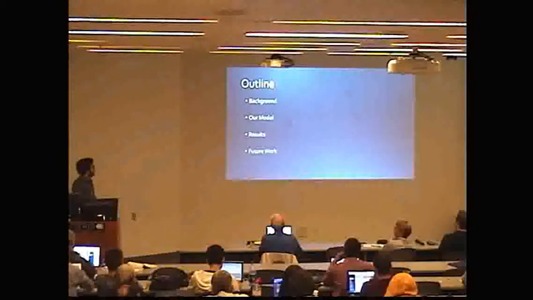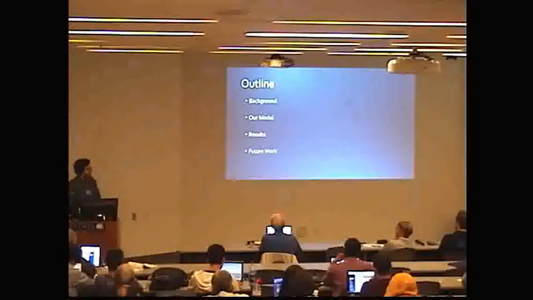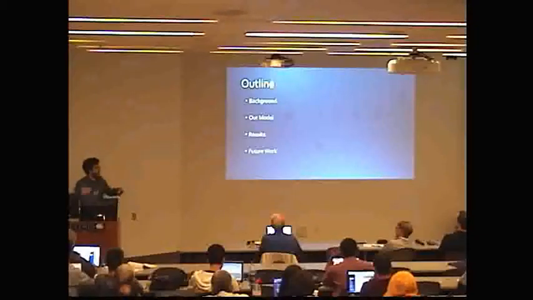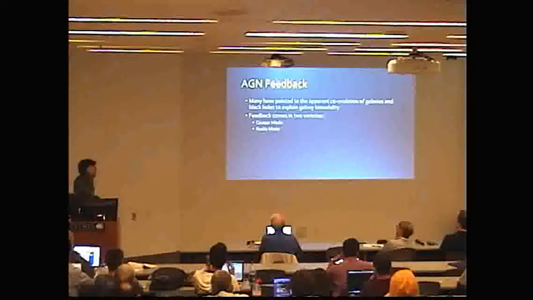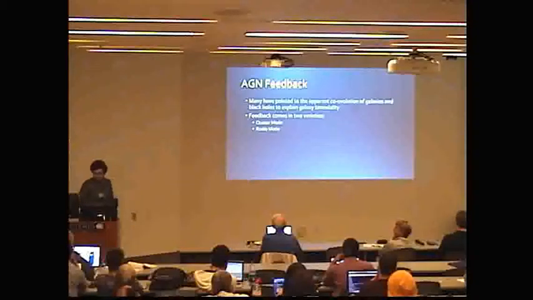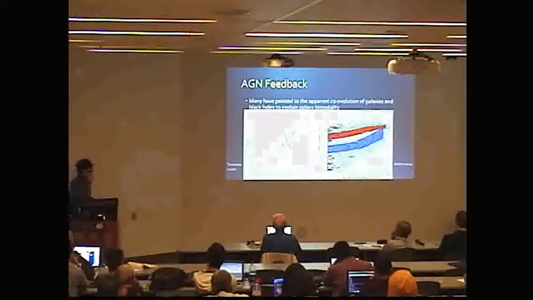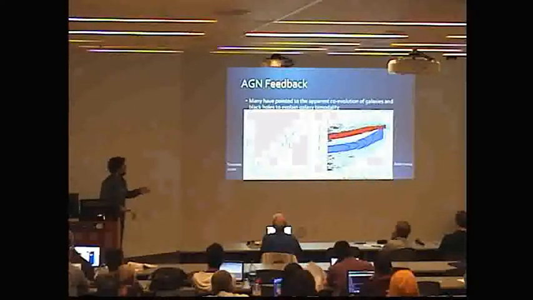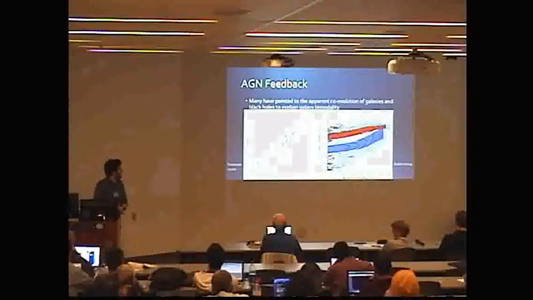So quick outline. I'll give some very brief background. We've heard a lot about this stuff already. I'll talk about our model, and then results, which, again, may be a charitable word, but I'm open to ideas. So we think that AGN feedback is important, at least for the evolution of some galaxies, and many people have pointed to the apparent coevolution of galaxies and their central supermassive black holes to help explain this bimodality we see in the galaxy population. So on the left, there's the M-sigma relation, and on the right, we have this bimodality shown in the color magnitude plane.